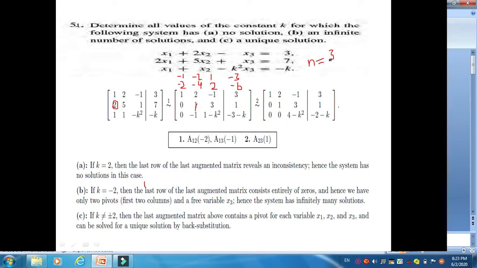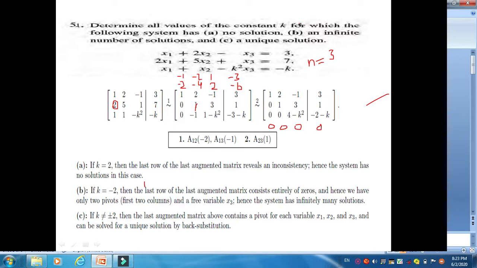So you plug in k equal to minus 2, and the last row becomes 0. If you plug in k equals minus 2, then 4 minus 4 is 0. Here, with k equals minus 2, minus 2 plus 2 also equals 0. So now the rank of the coefficient matrix is 2 and the rank of the augmented matrix is also 2, and both are less than 3, so it will give you an infinite number of solutions.